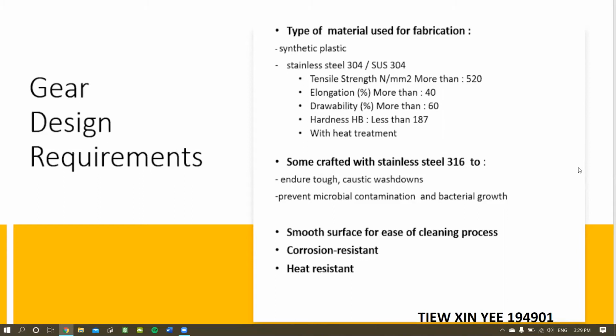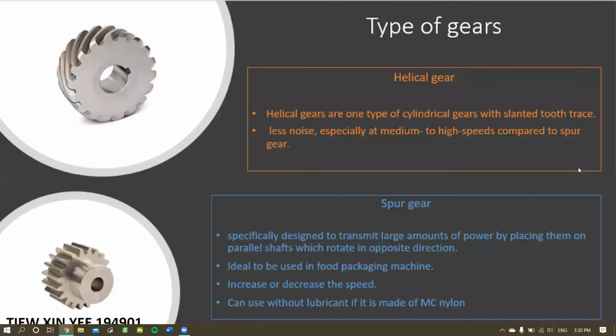The gears are always fabricated to have a smooth surface for ease of cleaning process, and also they will be designed for corrosion resistant properties and heat resistant properties. So this is the type of gears that we can find in food and biomaterial process industry.